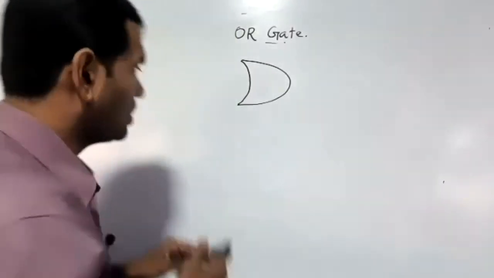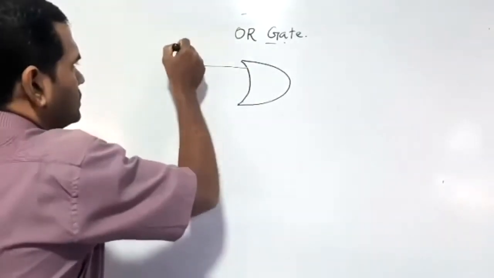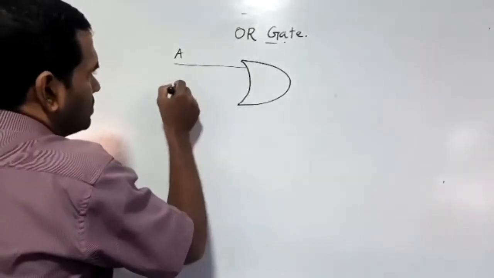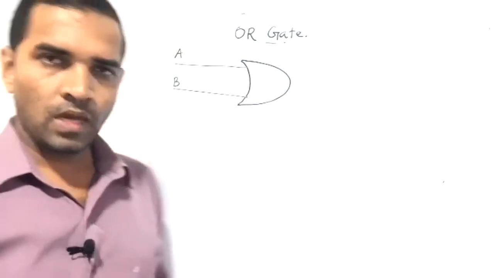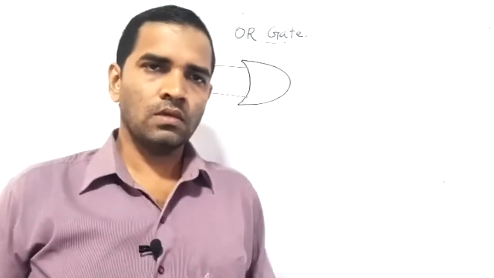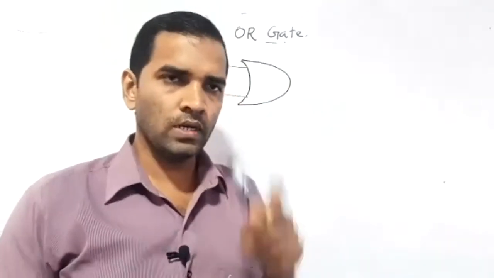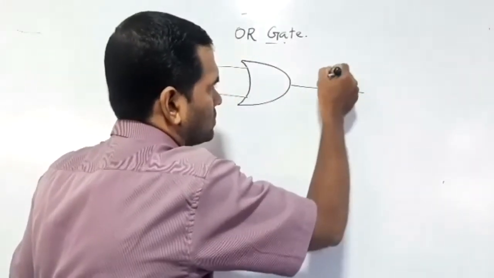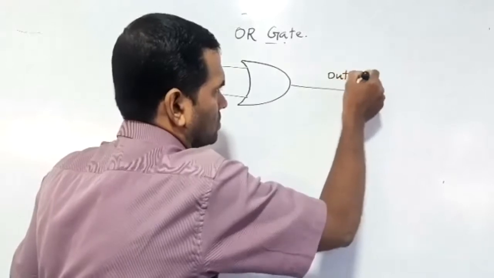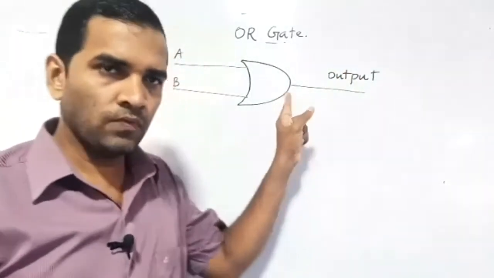Let's take two inputs. This is A, this is B. As we discussed earlier, every gate has only one output. So I have this output here. Look again, this is the symbol for the OR gate.